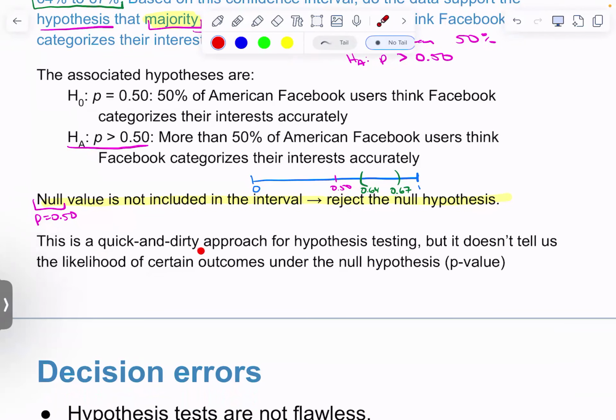This is a quick and dirty, I love that she included it in the slide. This is a quick and dirty approach.